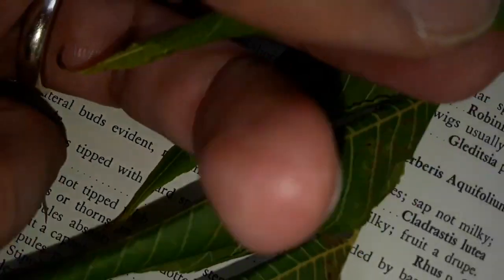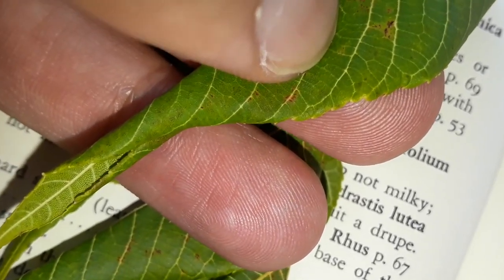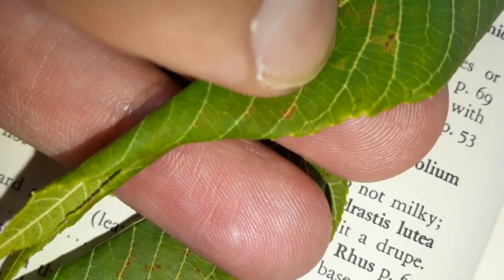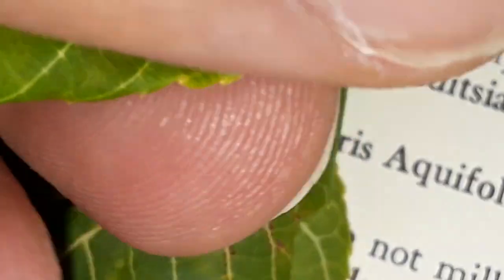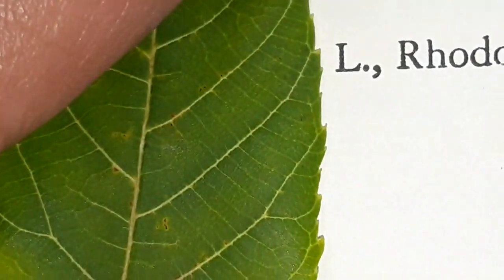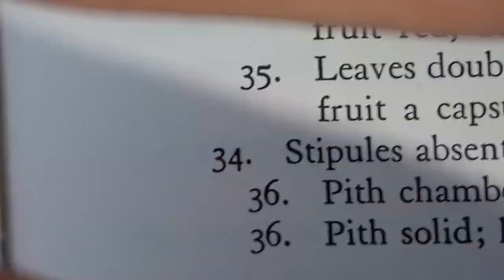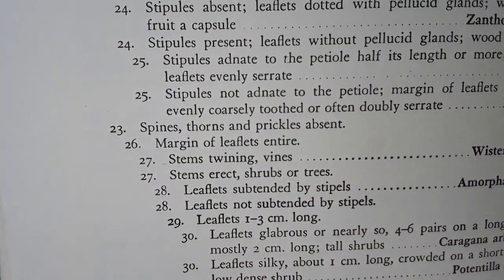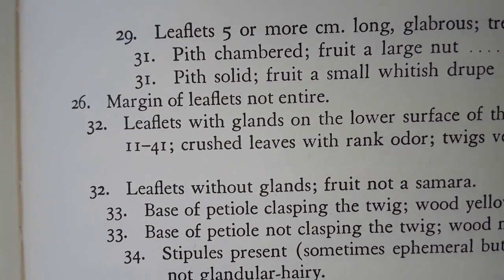Okay, take a look. Those are what we can call serrulate. That's a better example. Serrate to serrulate. Not entire. So it's not that 26. We have to find the other 26. Margin of leaflets not entire.